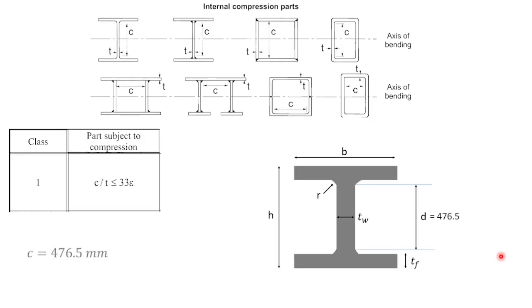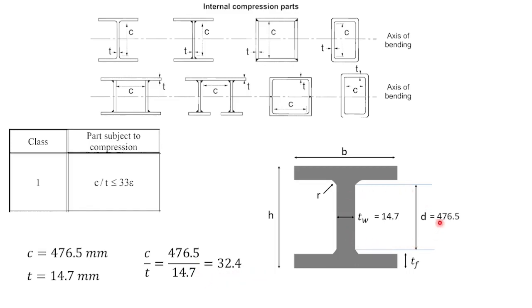So I can write c equals 476.5 millimeters. What does this t mean? t is the thickness of the web, which means this tw. tw is 14.7. So I can write t equals 14.7. So now I can find the c over t ratio. The c over t ratio is equal to 32.4.